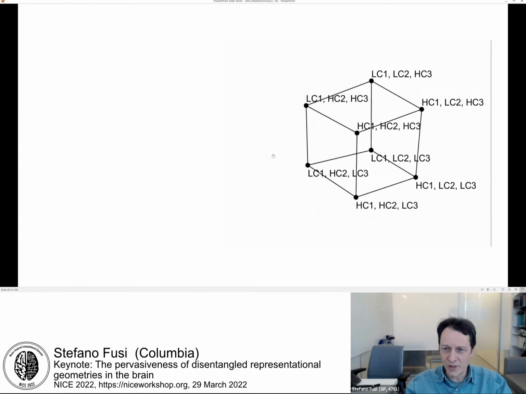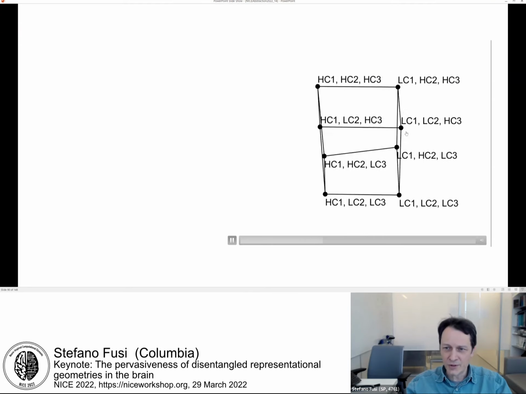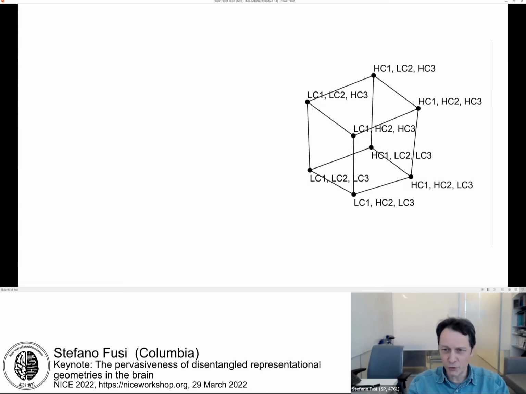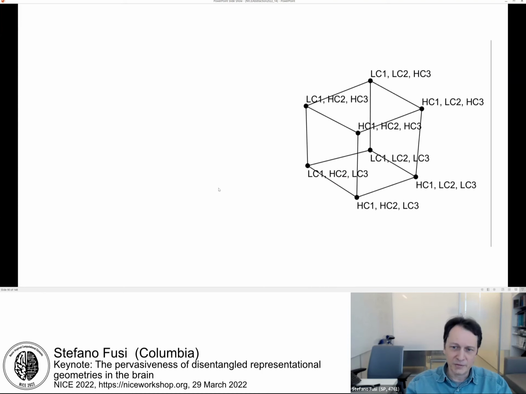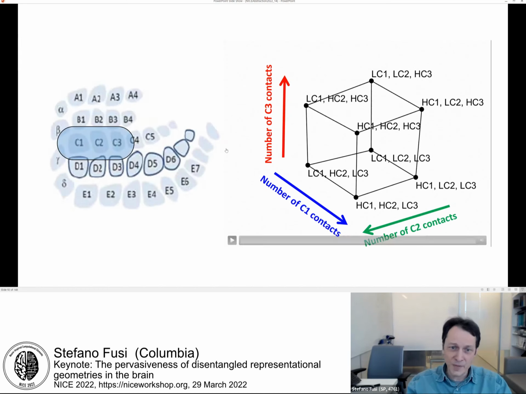And this is the kind of representation that we get. So again, it's much more low dimensional than what we thought. And you basically can see that these variables are the number of touches for each whisker, for whisker 1, 2, and 3. You can see that these three variables are perfectly disentangled. Okay, so number of C1 contacts is in this direction, C2 contacts is in this direction, C3 contacts is in that direction.